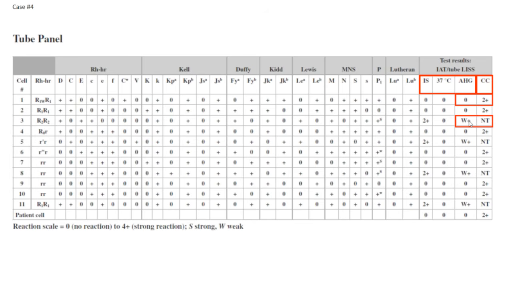When we do get positive reactions with AHG, as in cell number 3 here, we don't use the check cells because we already have positive reactivity. All right, so moving on, what were you able to discern from this panel?